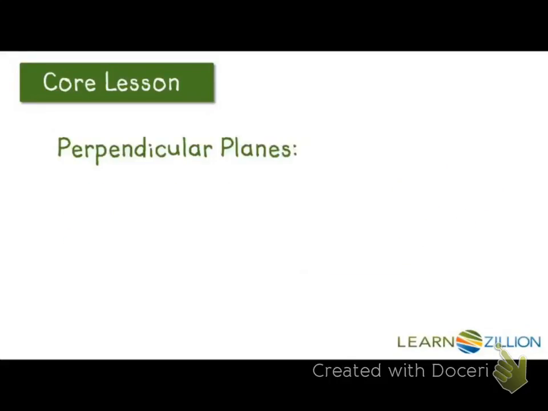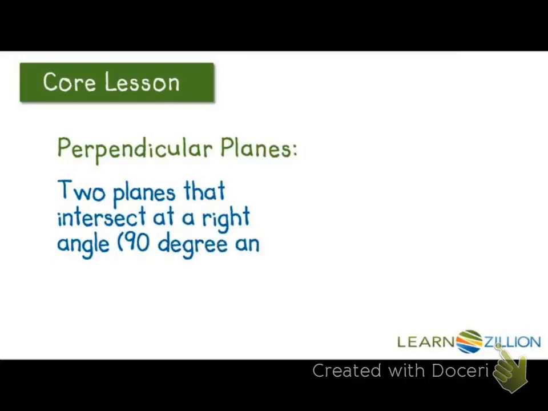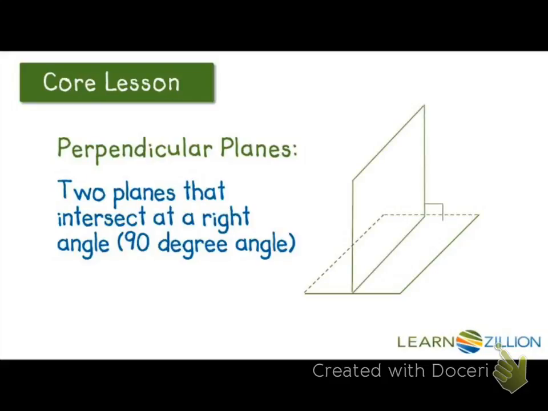In contrast, perpendicular planes do intersect. They intersect at a right or 90-degree angle. For example, again think of the floor of a room, but this time think about the wall of the room. They meet at a right angle, therefore these represent perpendicular planes.